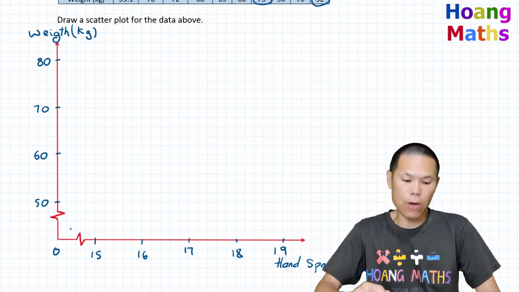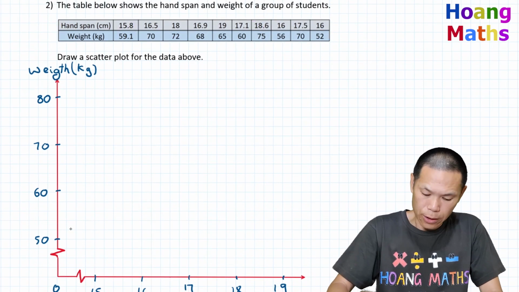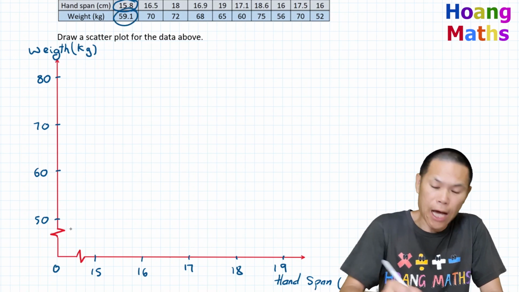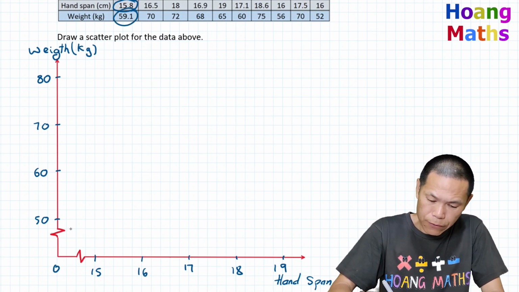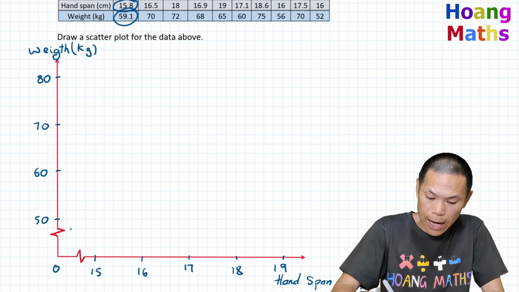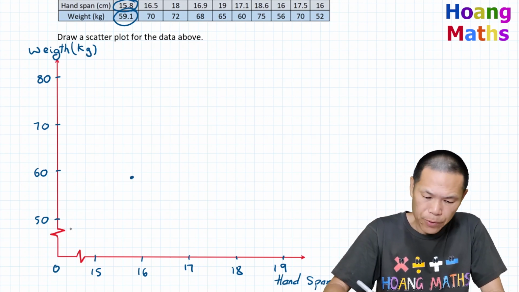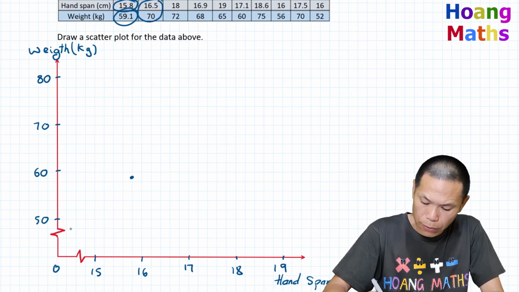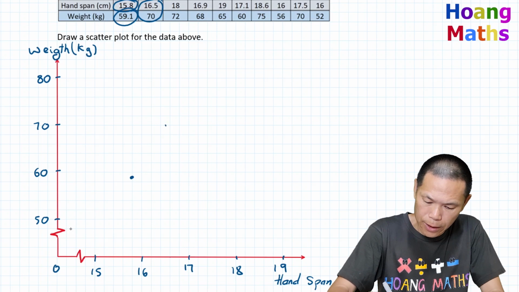So there you go. Now I just plot these points together. Let me start from 15.8 and 59. 15.8 is here, and then all the way to 59, just between 58 and 60. So just roughly, okay? And we have 16.5 and 70. So 16.5, 2, 4, and then halfway, and all the way to 70. So we just go up to 70 here.